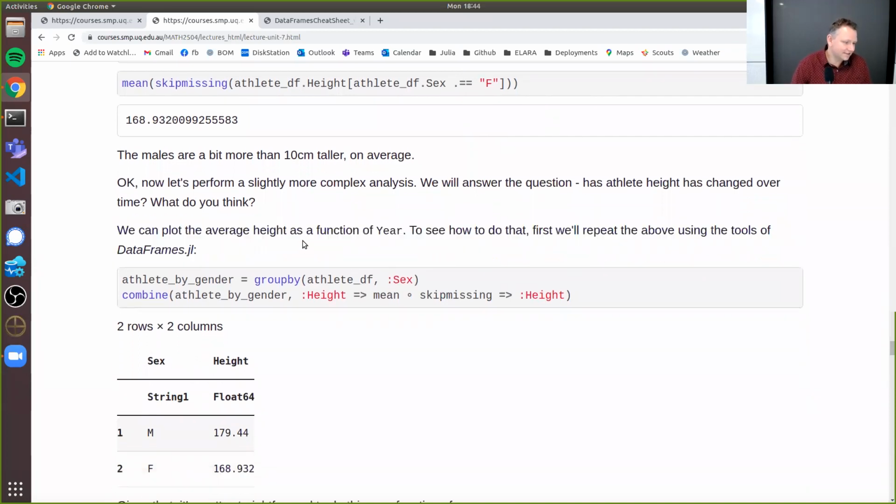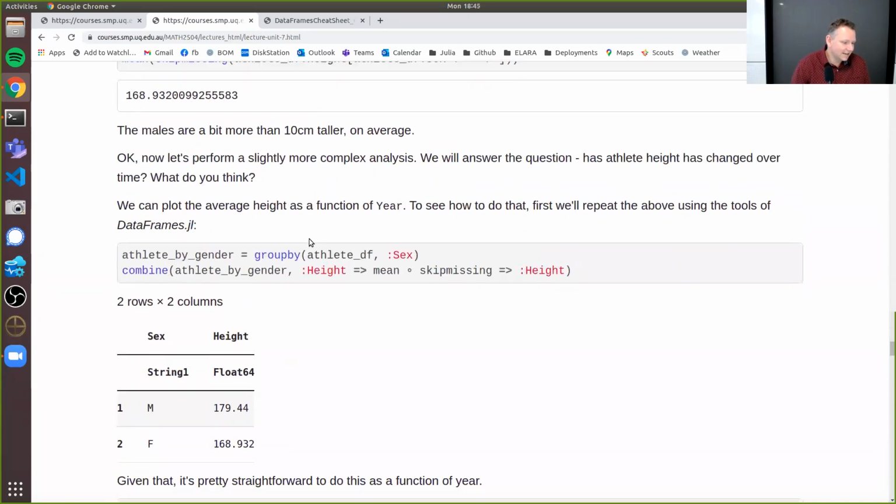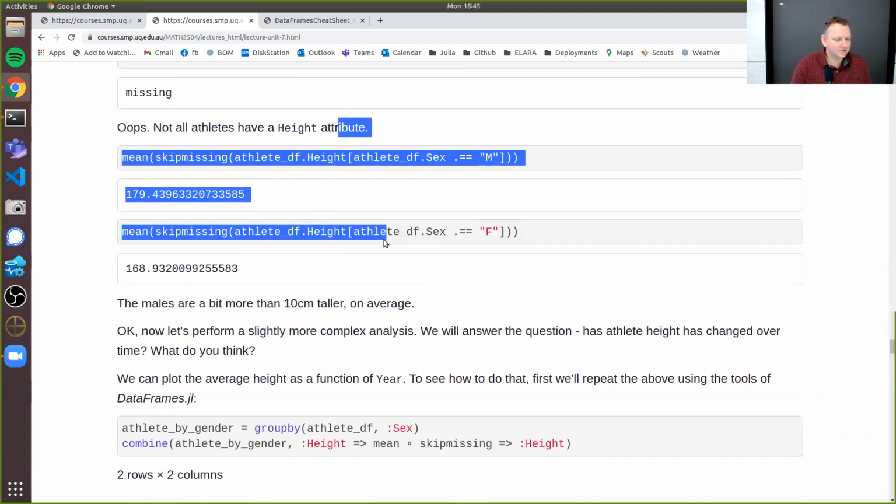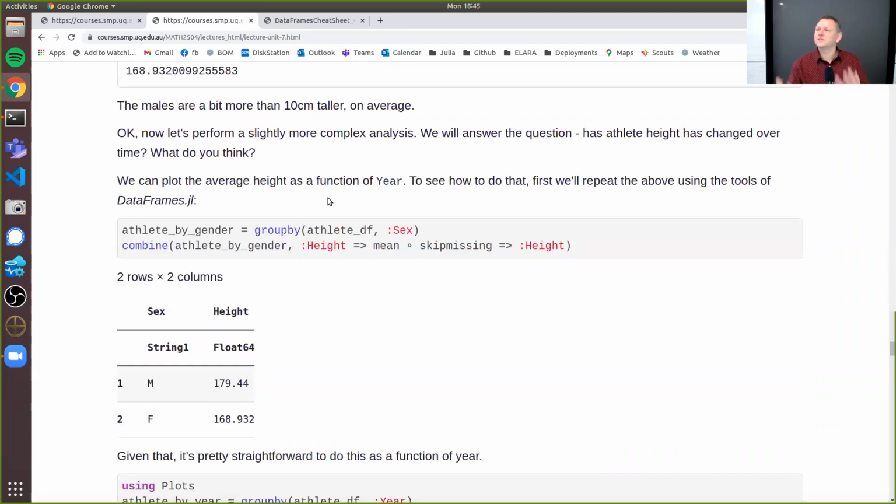So let's look at the height as a function of year. Okay, so first, instead of doing this kind of group by group analysis here, let's do it with the tools of data frames and do the split apply combine strategy with group by and combine. Okay, so we get the athlete data frame, we put it into groups by the sex column, and then we combine them back together into a new data frame where the height has been transformed to mean.